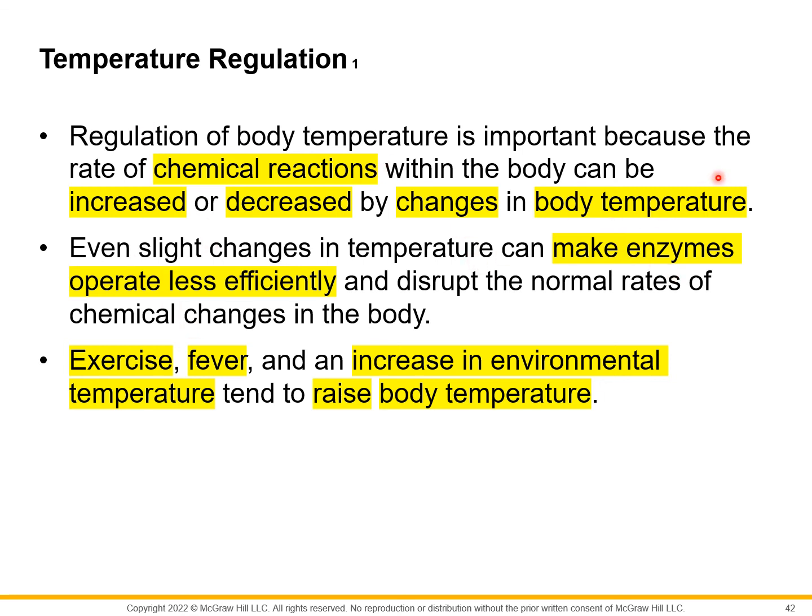Okay, so ulitin po natin yung explanation na yun. Kapag daw po nagkaroon ng changes sa body temperature natin, maaapektuhan din nito yung mga enzymes na pinoproduce ng katawan natin, and this could make them less effective. Alright, so examples of this could be exercise, fever, and increase in environmental temperature. So, kapag daw po nag-exercise tayo, nilalagnat tayo, or masyadong mainit sa labas, this could also raise our body temperature. Pwede rin daw pong tumaas or uminit yung body temperature natin above the normal 37 degrees Celsius.